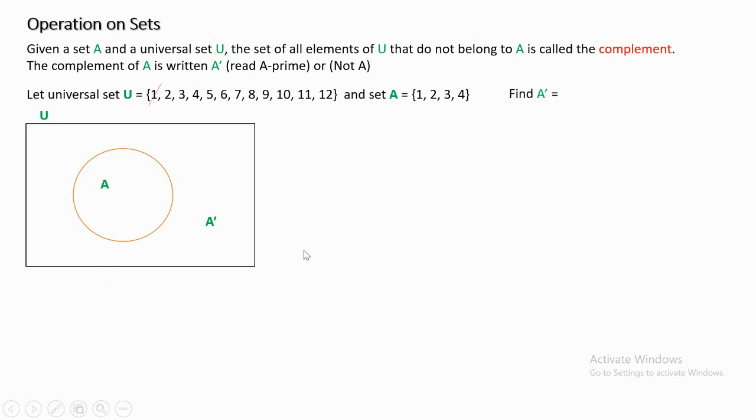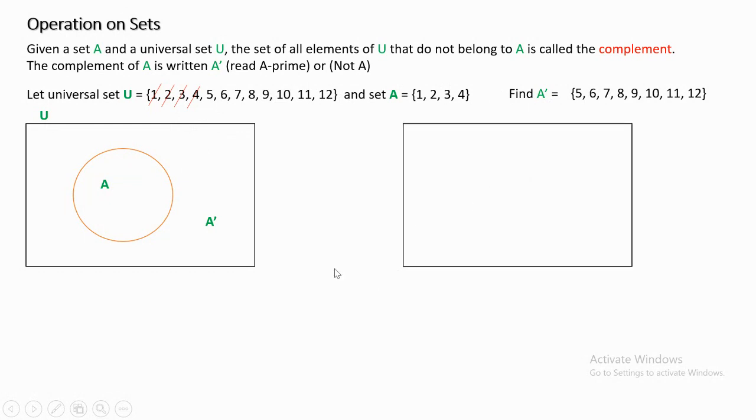Now let's do it with a Venn diagram. Let me go back here. So here we have find not A, or the complement of A. Not A means not 1, not 2, not 3, and not 4. So what's left? 5, 6, 7, 8, 9, 10, 11, 12. So the complement of A, or not A, means the set containing 5, 6, 7, 8, 9, 10, 11, 12.